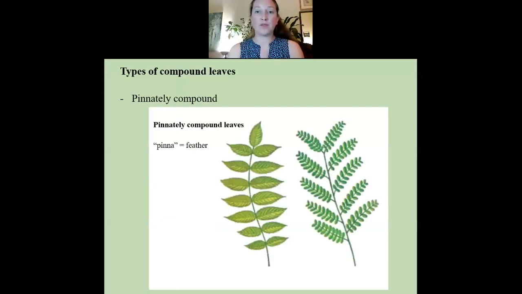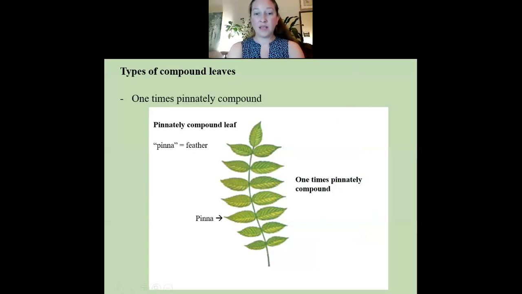Other compound leaves are what are called pinnately compound. So pinna comes from the word feather, and whoever decided to call these pinnately compound thought that these leaves kind of looked like a feather from a bird. So these are pinnately compound leaves.